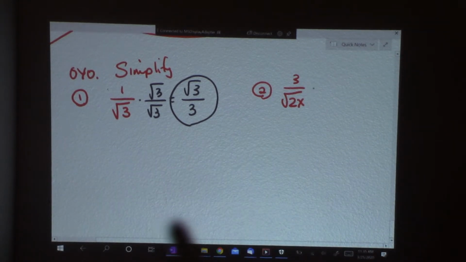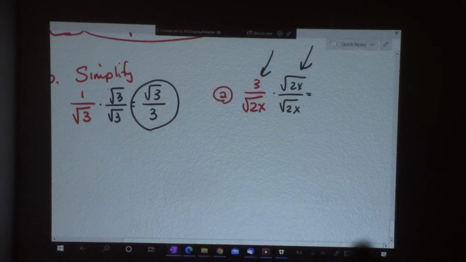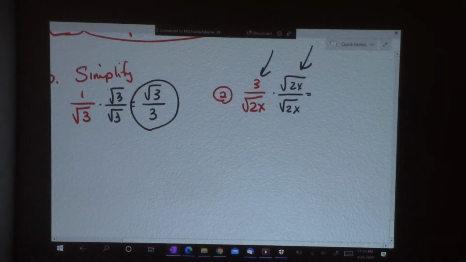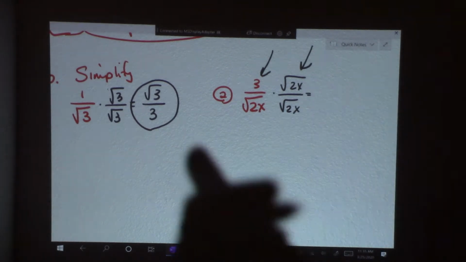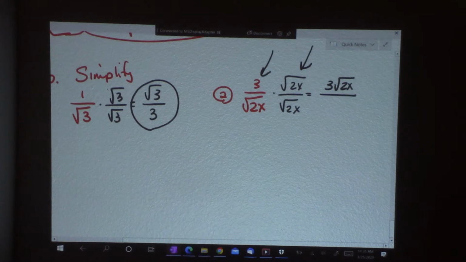Okay, and here I'm going to multiply by whatever's under the square root. So I get, now this 3 is not under the square root. This is under the square root. So it's like multiplying an x times a y. They're two different things, so I just write them next to each other. So this becomes 3 square roots of 2, x, over, now this square root and this square root cancel each other, and I get 2x on the bottom.